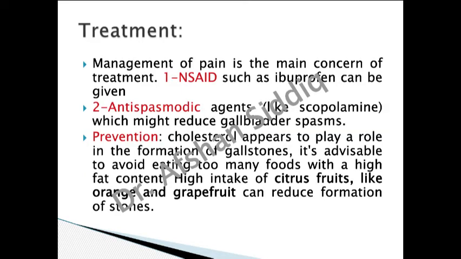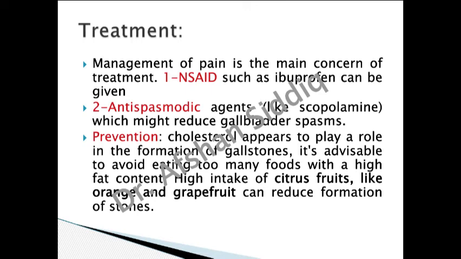The management of the pain is the main concern of treatment in cholelithiasis. The first choice of medication for the treatment of biliary pain or colic which is associated with gallstones is an NSAID such as ibuprofen. The second choice is an antispasmodic agent like scopolamine, which might reduce gallbladder spasm.